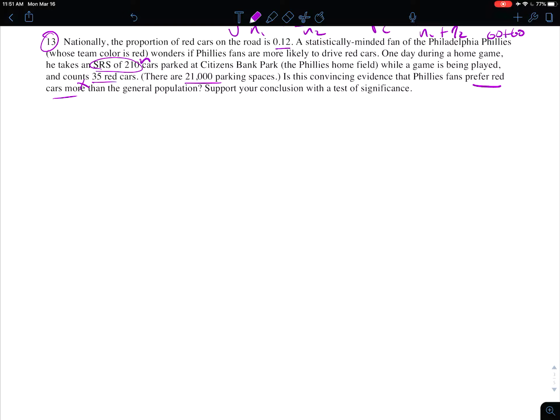than the general population? So I'll number this, my 4-step plan, 1, 2, 3, 4. You don't need to do that. But things that need to be included are a null and alternative hypothesis. The null, we'll say nationally, is 12%, versus we're looking to see if it is greater than 12% nationally. And then we'll define p, which is the true proportion of red cars in the lot.